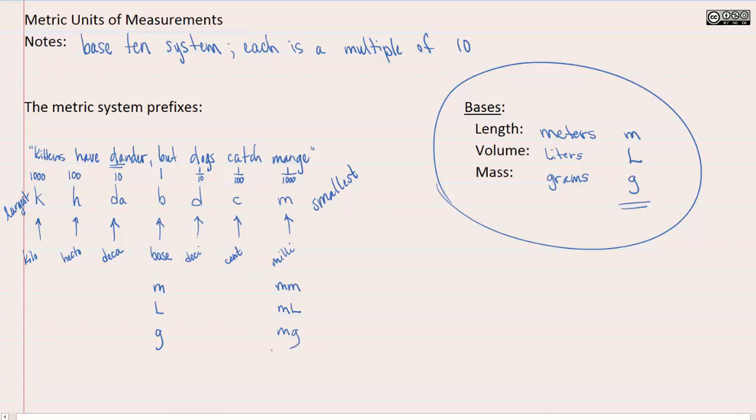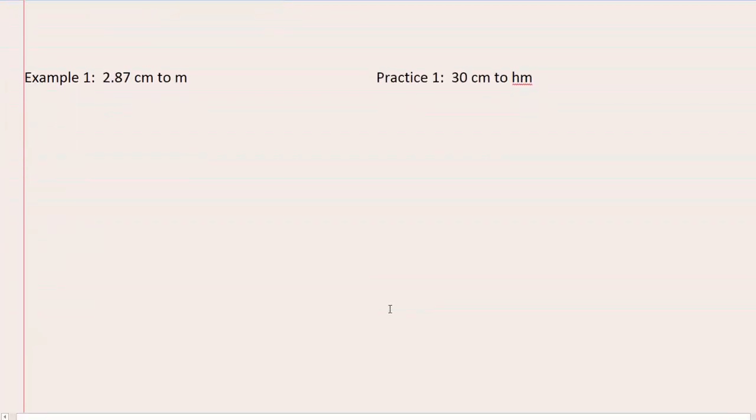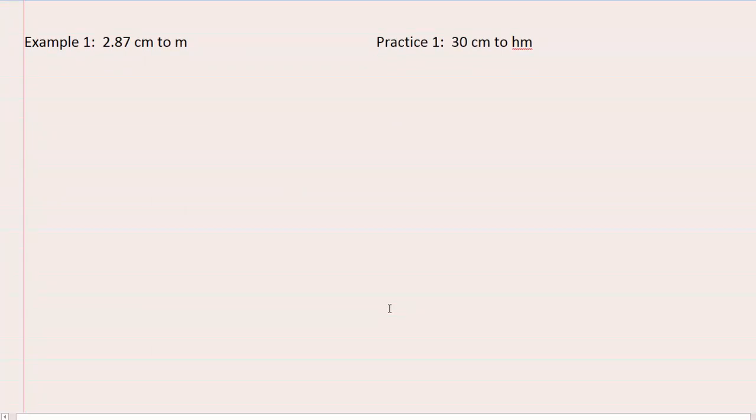Let's look at the first example and see how this is applied. In this first example, it asks us to convert 2.87 centimeters into meters. If you've memorized the saying kittens have dander but dogs catch mange, you'd be able to easily write out the first letter of each of these. And the base in this case would be M for meters.